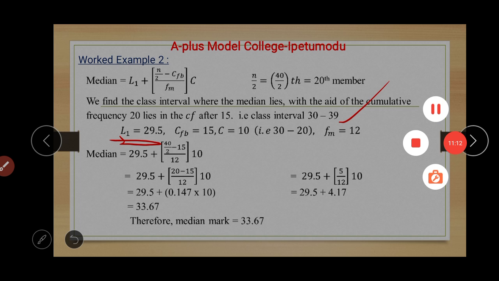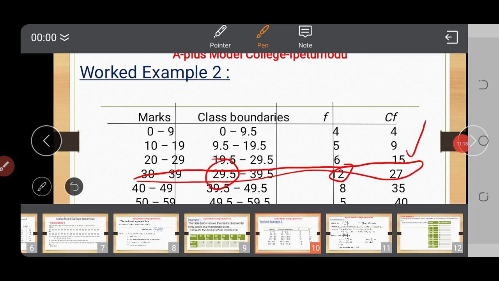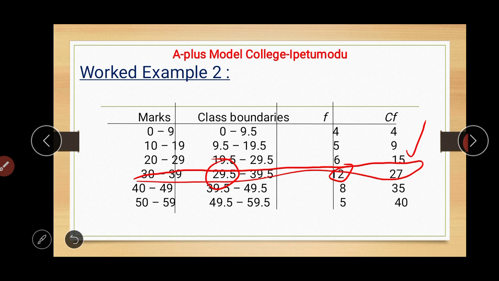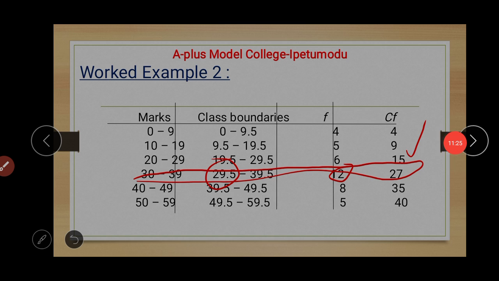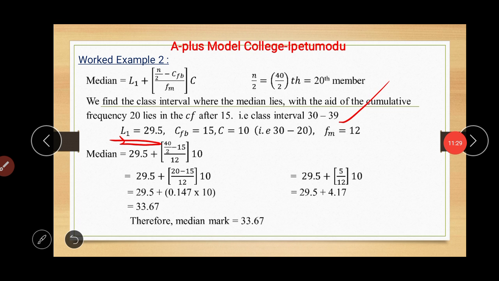So we have the class interval to be 10, because from 29.5 to 39.5, you have the class interval to be 10. So what else do we have? The frequency of the median class, which is 12.